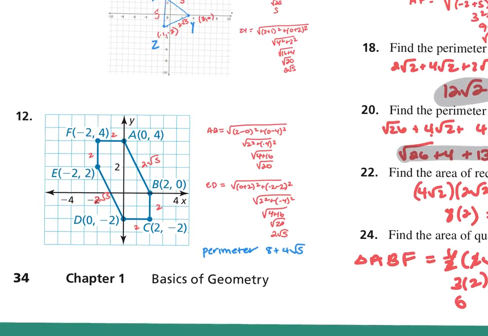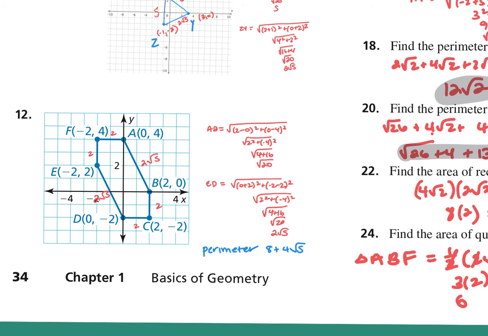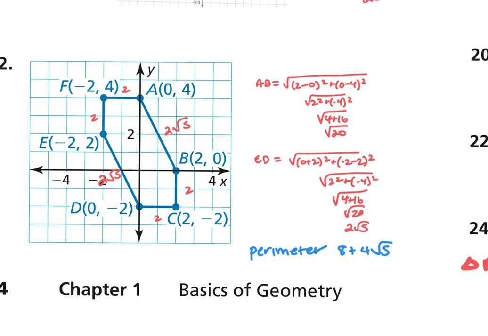12, this one was fun. 12 was 8 plus 4 root 5. Did you do that one? Yeah. So I looked for the ones that were either vertical or horizontal first that I could count. And that was like this one, this one, this one, and this one. You could count each of those. So 2, 2, 2, 2. And then the longer slanted sides are the ones you actually had to do the distance formula for.